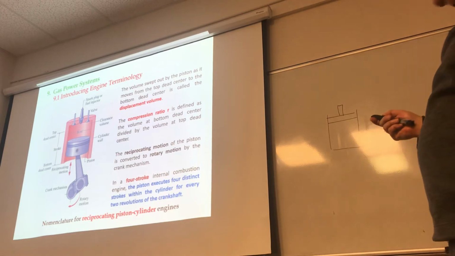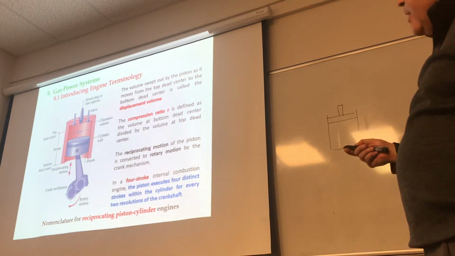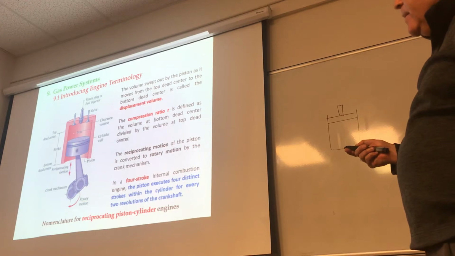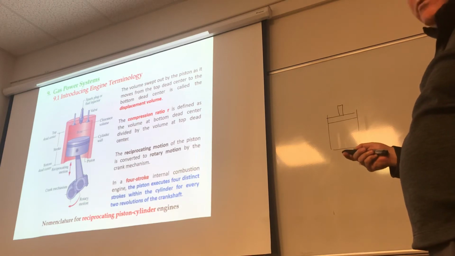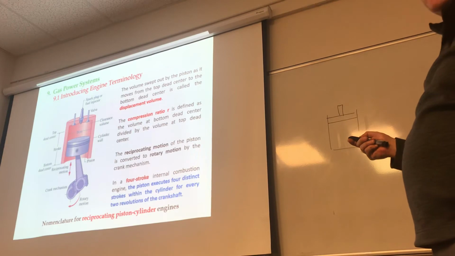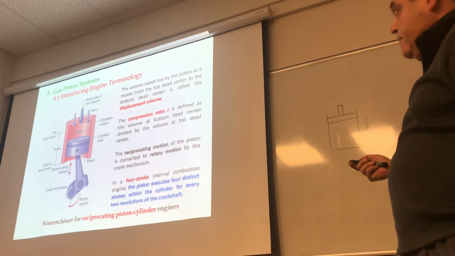The volume swept out by the piston as it moves from the top dead center, from this location down to this location, is this volume, right? Which is equal to the cross-sectional area times the stroke. And we call that the displacement volume, okay? So as it moves from here to here, it sweeps a displacement volume.